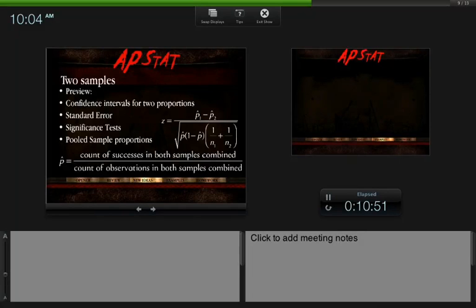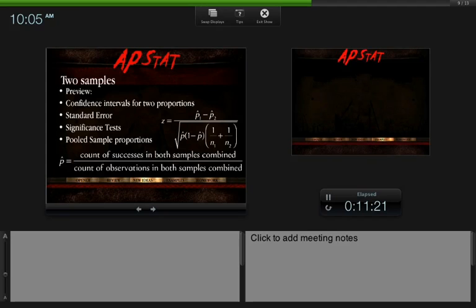Don't write that formula down, but if you have, it's fine. It's the z-score formula. There's a much more condensed version; here they've got it factored apart, and that's not quite necessary. But we're going to talk about confidence intervals, standard error, significance tests, and what it means to pool our proportions, and when we would pool and when we would not pool.